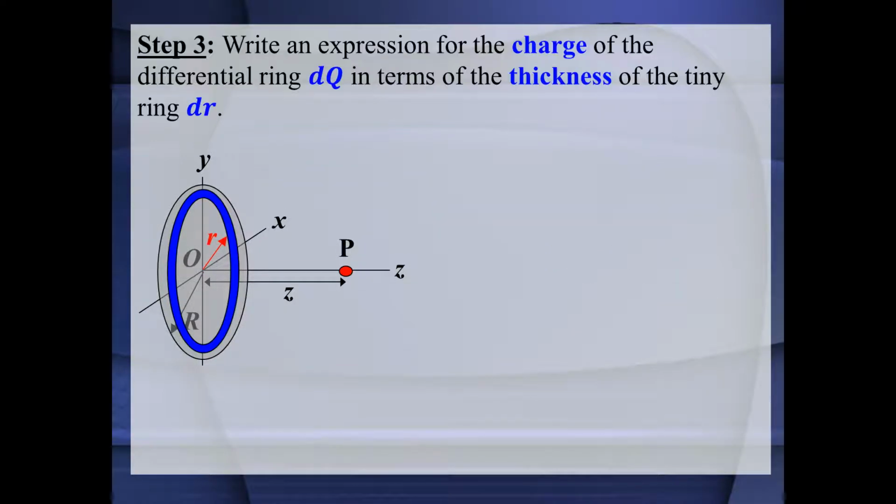Step 3, we want to get an expression for the charge in one of these differential rings, and we're going to write it in terms of the thickness of the ring, dr. So we're going to have to make use of the surface charge density to do that. And again, there's two ways to set this up. One, we can look at some ratios, or two, you're going to simply write down what the expression is if you think you know what the dq equation is. But I'll show you what the ratio would be.